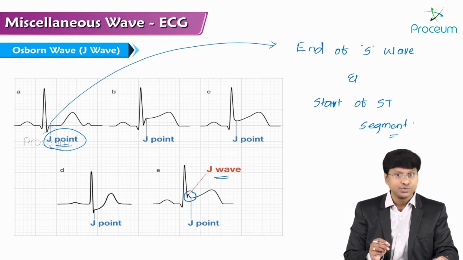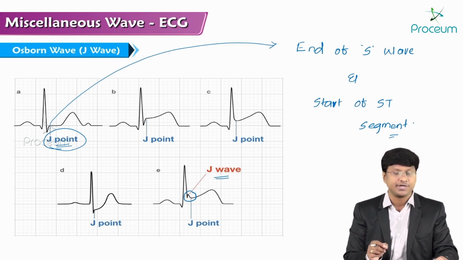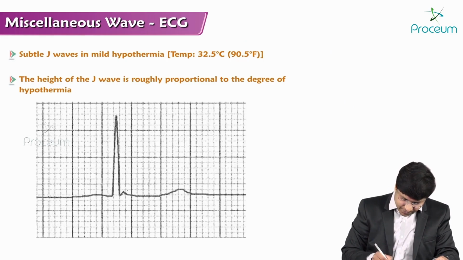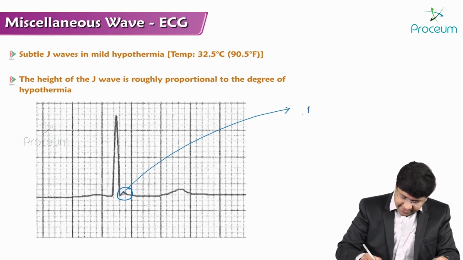Now let me show you another ECG strip with the J wave. If you take this ECG strip, you can see that there is a small positive deflection present at the J point, and this is what is called the J wave.